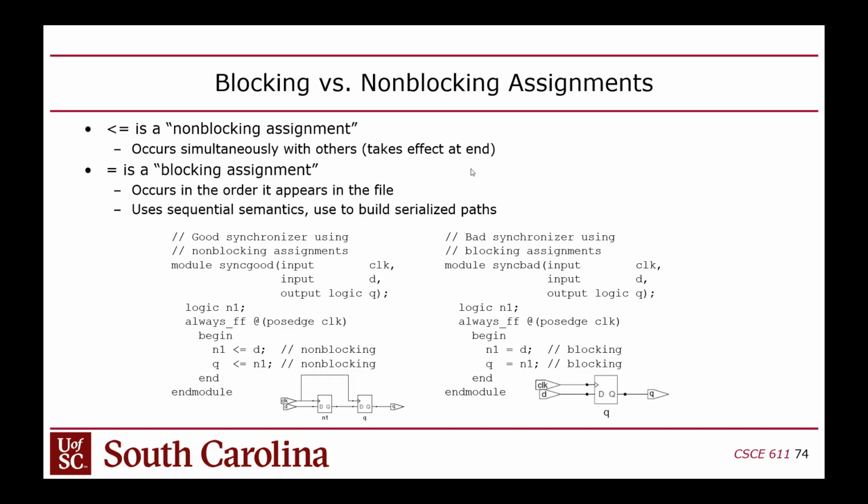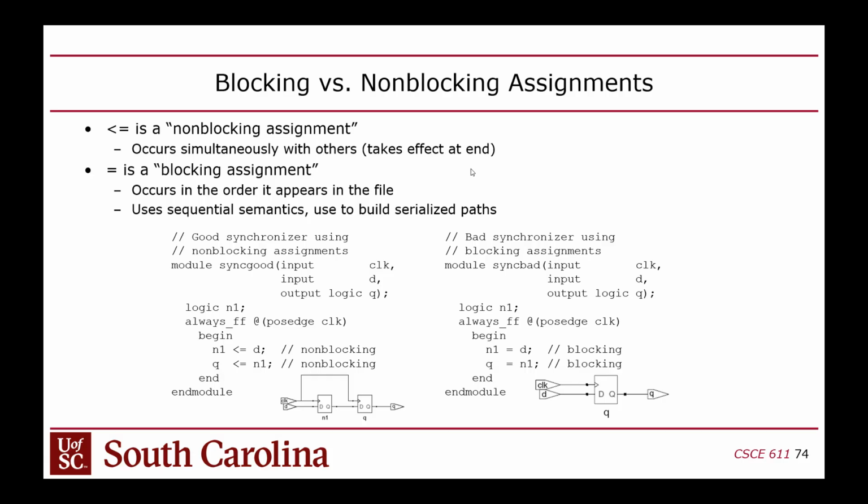So the difference is, for example, here are two different versions of a similar thing. I've got always_ff at posedge clock. In this first one, I assign D to N1, and then N1 goes to Q. Make sense? So I have a dependency here, because I write to N1 and then I read from N1 in the very next line of code.